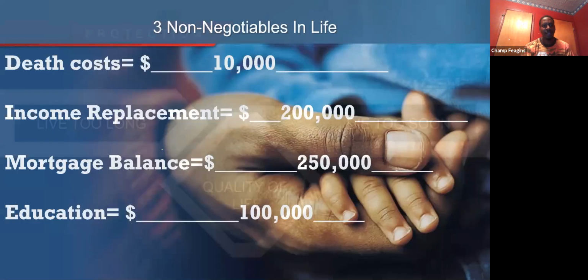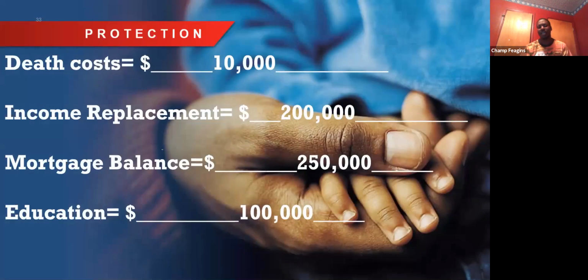Okay. And then we show people the dime method. We say, hey, these are the 4 key areas of your life. These are the 4 cornerstones. Your death cost is $10,000. Income replacement, we put $200,000 there, okay? Because your family is still going to be dependent upon your check if you die. Right? Your mortgage balance, we put $250 there to cover the mortgage and the taxes. And the children's education, we put $100,000 there.